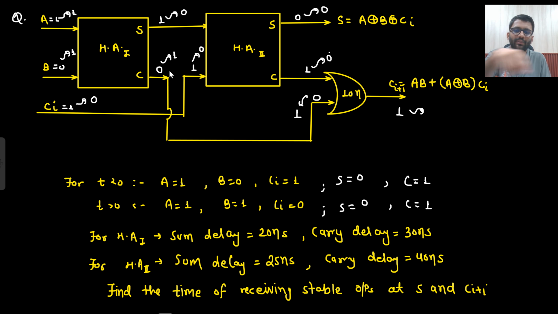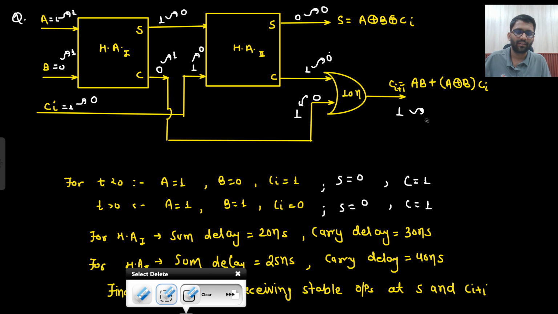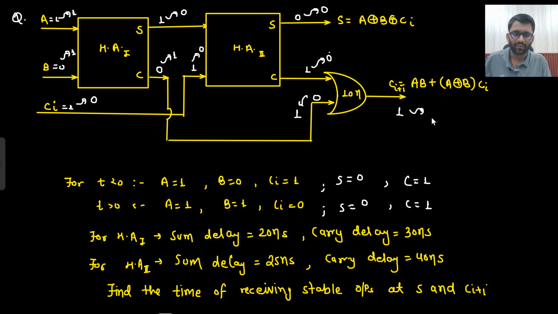No, this I forgot to check. This has become 0 to 1. So this is 0, this is 1. So what will you get? 1 plus 0 will be 1 only. So both carry and sum are not changing. So they are stable at t equals 0 nanosecond only. The outputs are stable at t equals 0 nanosecond only. That's the answer. That's it.